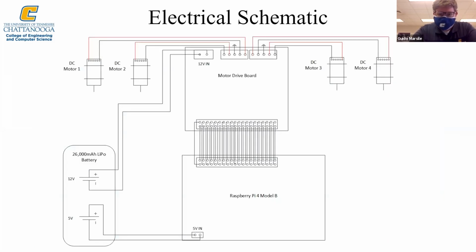Here's an electrical schematic. It's actually pretty much a modification of last year's project that was done by Navarre's team, but we edited it to accommodate our project. So as you can see, we have our 26,000 milliamp hour battery that outputs 12 and 5 volts. The 5 volts leads to the Raspberry Pi, and then the 12 volts is routed to the motor drive, which distributes that 12 volts to each motor.